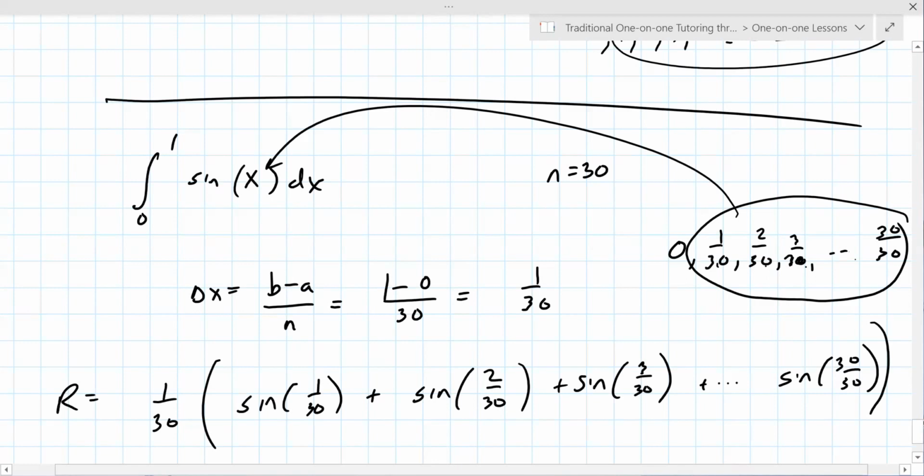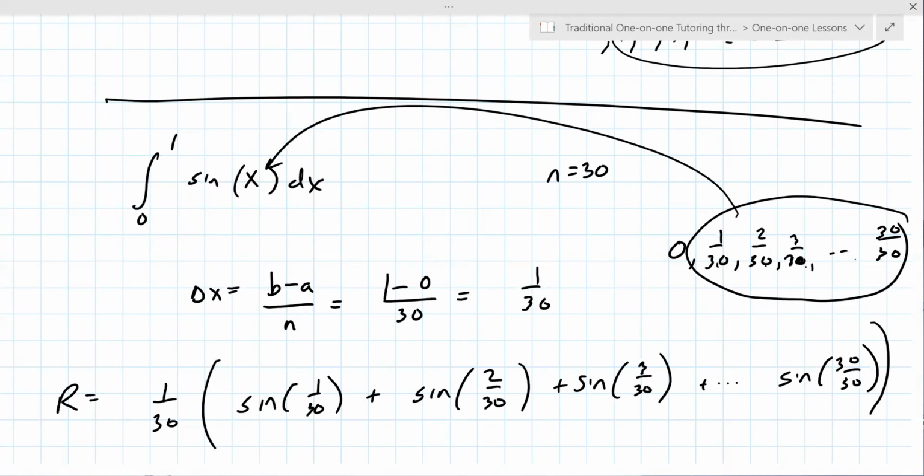So both of them are right then? If you did a left hand, how do you know that you got the wrong answer? It should say right Riemann sum. Then this wouldn't be a question. Got it. Okay.